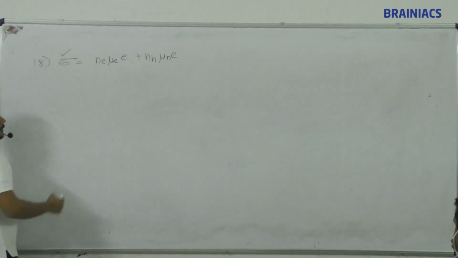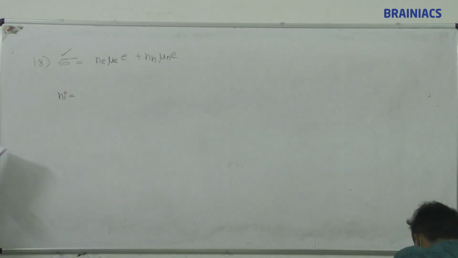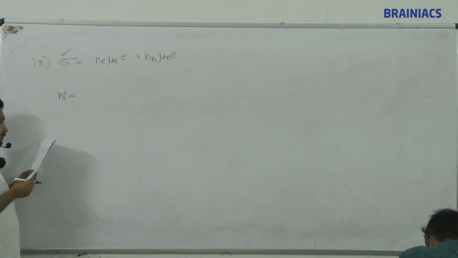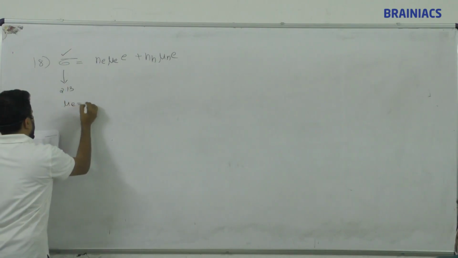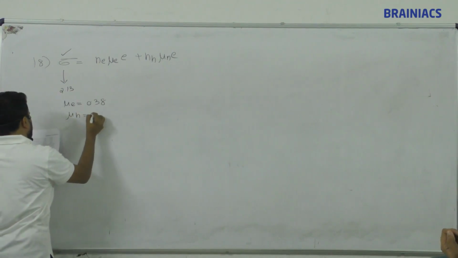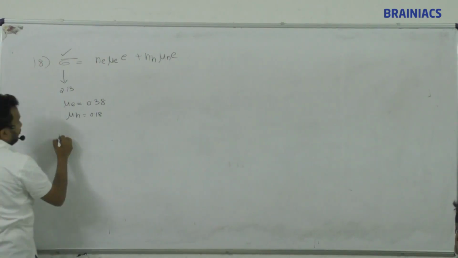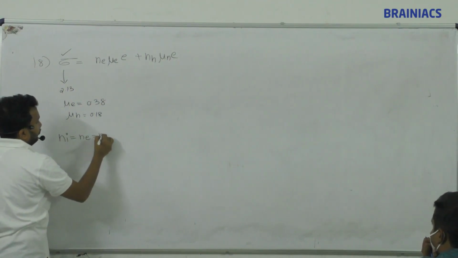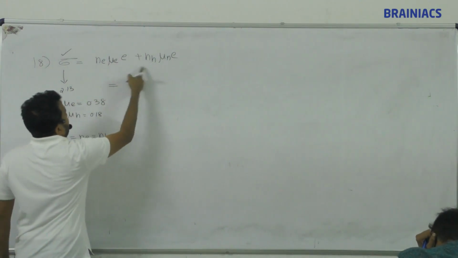So sigma is given in the question. The intrinsic concentration Ni is given, right? Conductivity at 20 degrees Celsius, sigma is 2.13. Mobility of holes is 0.18. The density of the charge carriers. This is the intrinsic concentration, right? So this will be the same. So now we'll find Ne, NH, both are the same.